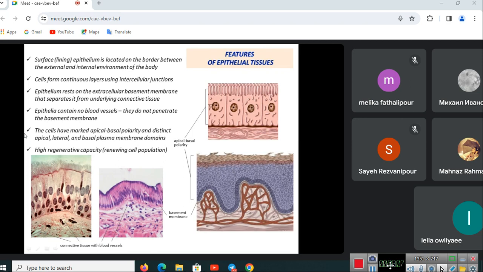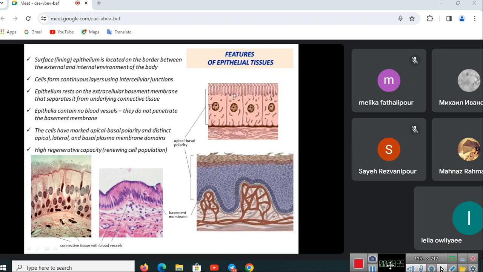The next feature of epithelial tissue is that the cells have marked apical basal polarity, with distinct apical, lateral and basal plasma membrane domains. It means that if you look at the cell of the epithelial tissue, you can say where is its top surface and where is its bottom surface, because they look different.